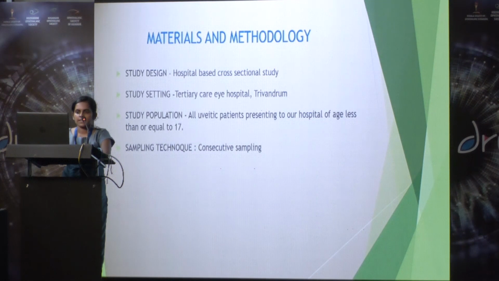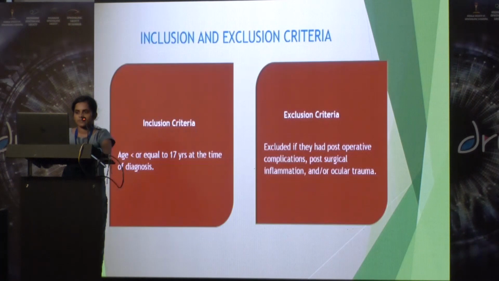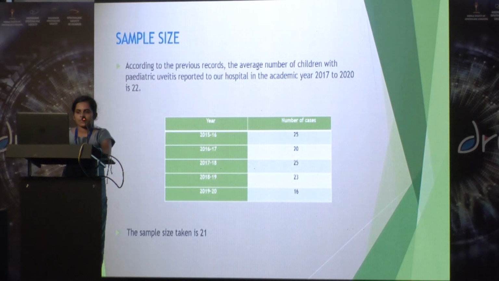Materials and methodology. The study design was a hospital-based cross-sectional study done in a Tertiary Eye Care Hospital, Trivandrum, and all the uveitic patients presenting to our hospital of age less than or equal to 17 were taken, and the study period was 1 year, and the sampling technique was consecutive sampling. The inclusion criteria: age less than or equal to 17 years at the time of diagnosis. Exclusion criteria: excluded if they had any post-operative complication, post-surgical inflammation, or ocular trauma. The sample size was calculated to be 21 according to the previous yearly presentations.